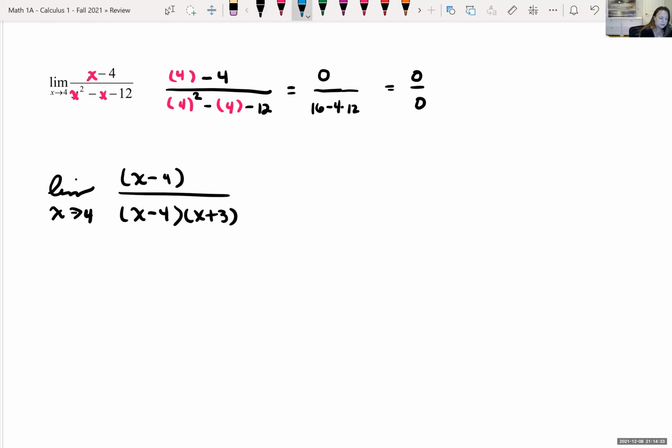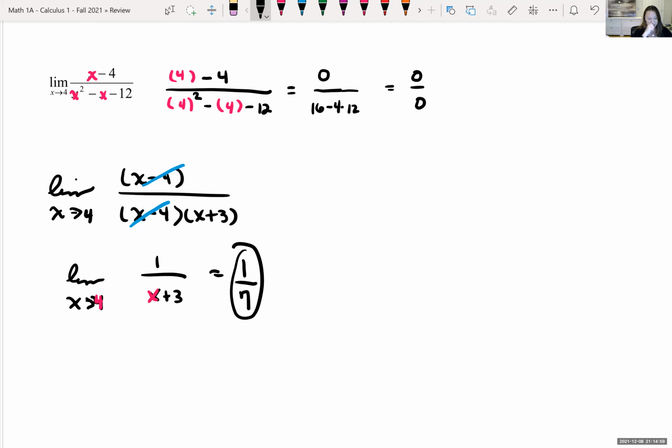Cancel out the like factors. And so now we're just evaluating the limit as x is approaching 4 of 1 over x plus 3. When we do our direct substitution and plug in 4 wherever we see an x, we get back 1 all over 4 plus 3, which is 7.